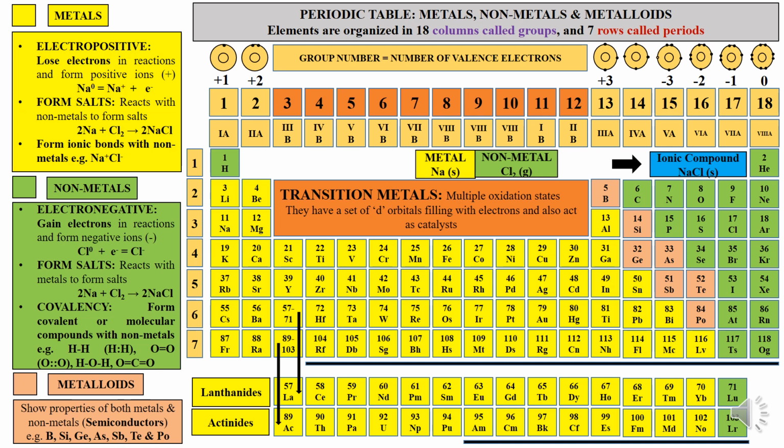So in a nutshell, a metal like sodium reacts with a non-metal like fluorine gas to form an ionic compound, for example sodium chloride.